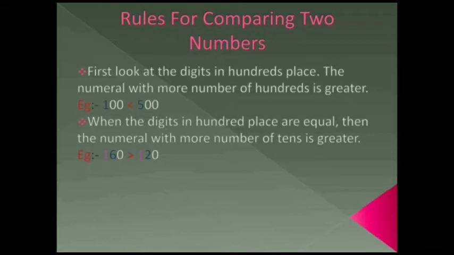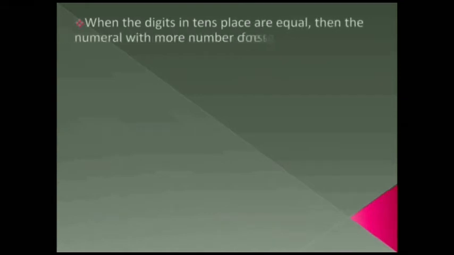What if the numbers in the hundreds and tens place are same? Let us see it. When the digits in tens place are equal, then the numeral with more number of ones is greater. Let us see some examples, children. Here the numbers in hundreds and tens place are same, so we should consider the number in ones place. Here we have 5 and 3 in ones place. See children, 5 is greater than 3. Hence 125 is greater than 123.